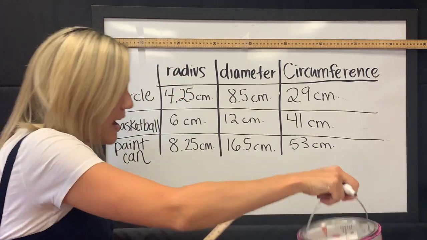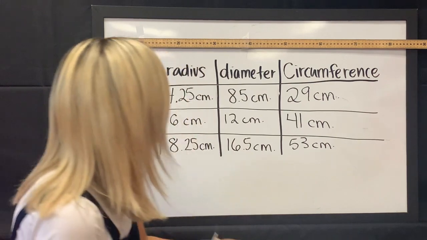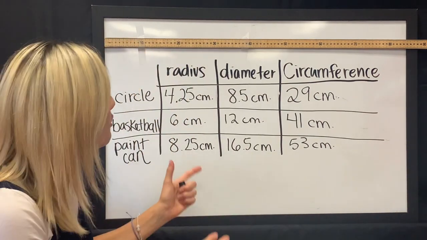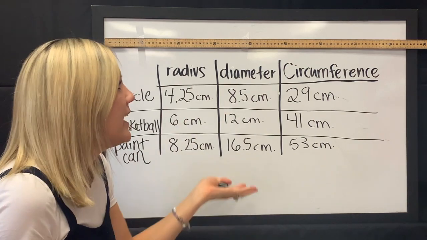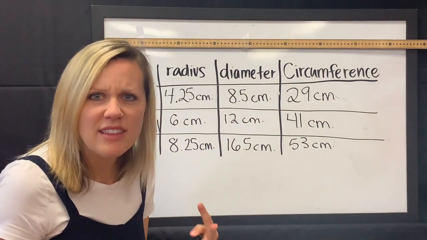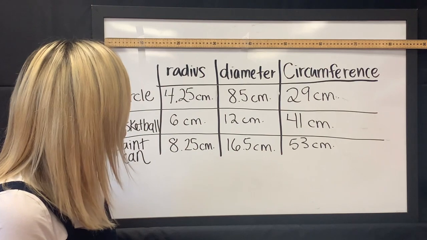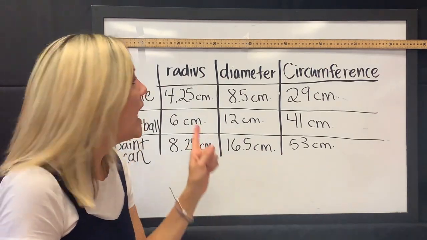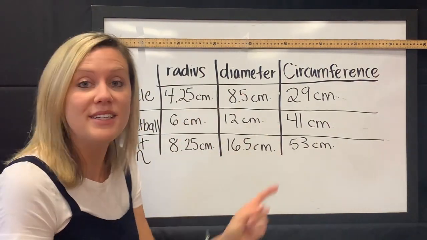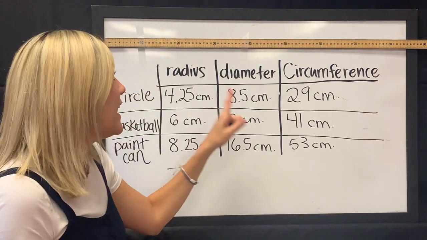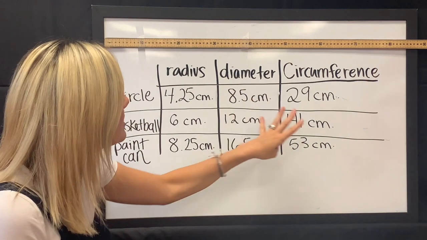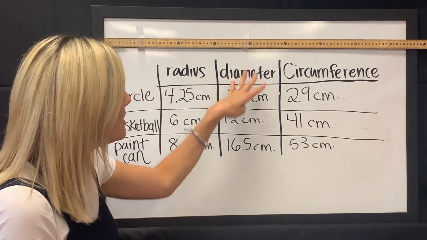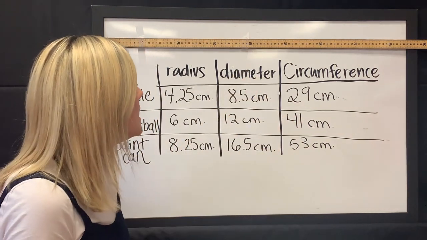Okay, I want you to look at this chart and see if we can figure out what the relationship is from the radius to diameter, or the diameter to the circumference, or any relationship that you can gather. We've already talked about how radius times 2 would give us diameter, or diameter divided by 2 would give us radius. But let's look at the circumference. Let's compare the diameter and the circumference.